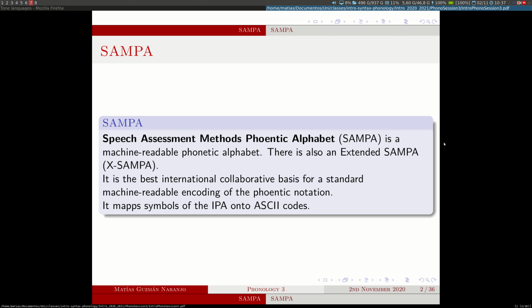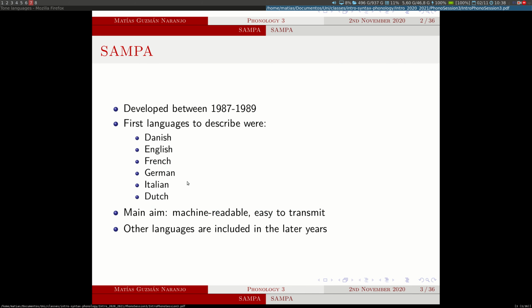Sampa is an alphabet which is used to transcribe the phonetics and phonology of certain languages, but it's different from IPA in that it is made machine readable. It was very common in the 80s and 90s, now not so much. And there is an extended version, which is the Xampa, which covers the whole of IPA. The main languages are Danish, English, French, German, Italian, and Dutch, but over the years all the languages have been included, and now with Xampa you could transcribe basically any language.